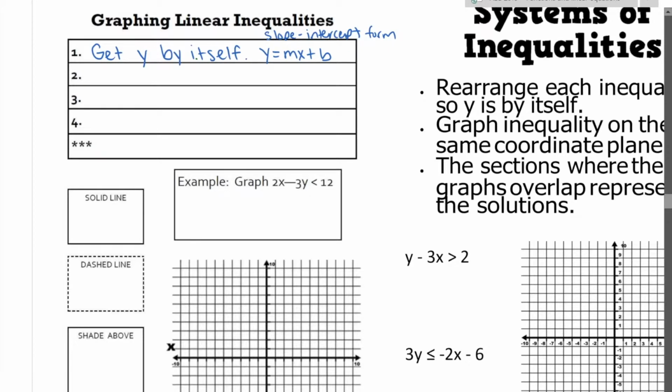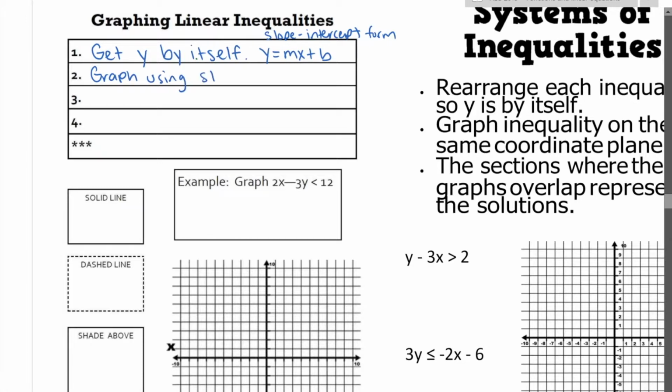We should all know that. That is not something that's brand new. I've taught you guys this. You should have learned this in middle school. So we're trying to get y all by itself in order to get it in slope intercept form. There will be a question on the test that says get this in slope intercept form. They will not say get it in y equals mx plus b form, because there's a name for it. All right, number 2, we are going to graph using the slope.